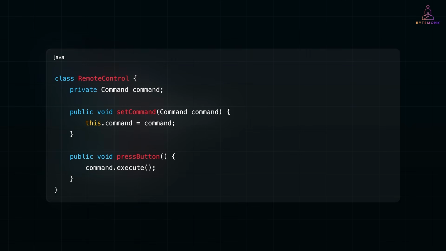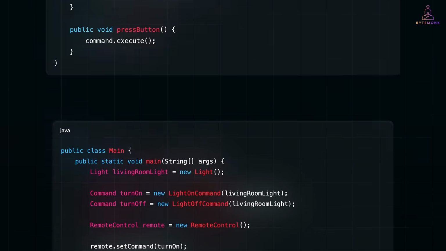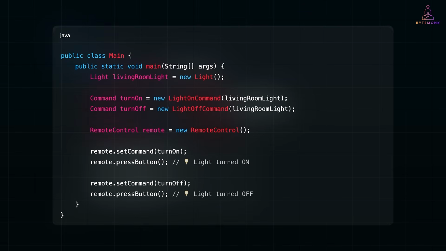The remote control acts as the invoker. It doesn't know anything about lights. It just calls execute on whichever command is assigned. So in the main method, we wire it all up. The client creates commands, assigns them to the remote, and presses the button. The remote doesn't know what the command does, and that's the point.